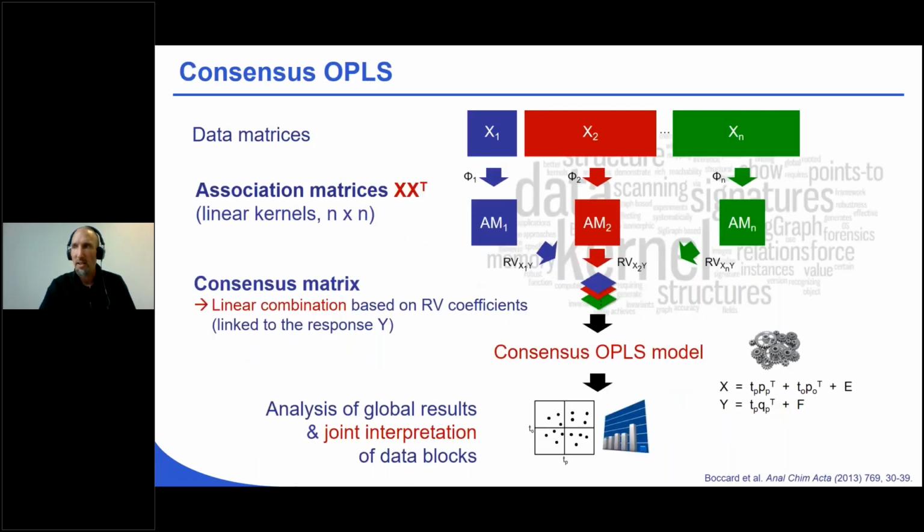In that case, for the analysis of these flavonoids, we used an extension of the OPLS algorithm that keeps the ease of interpretation of OPLS, with components that are predictive or orthogonal to the response. And here we have the additional advantage of being able to integrate data from a series of data matrices that are transformed into association matrices of the same size, and then we end up with a model that integrates all the information on predictive and orthogonal components, with scores, loadings, and weights.